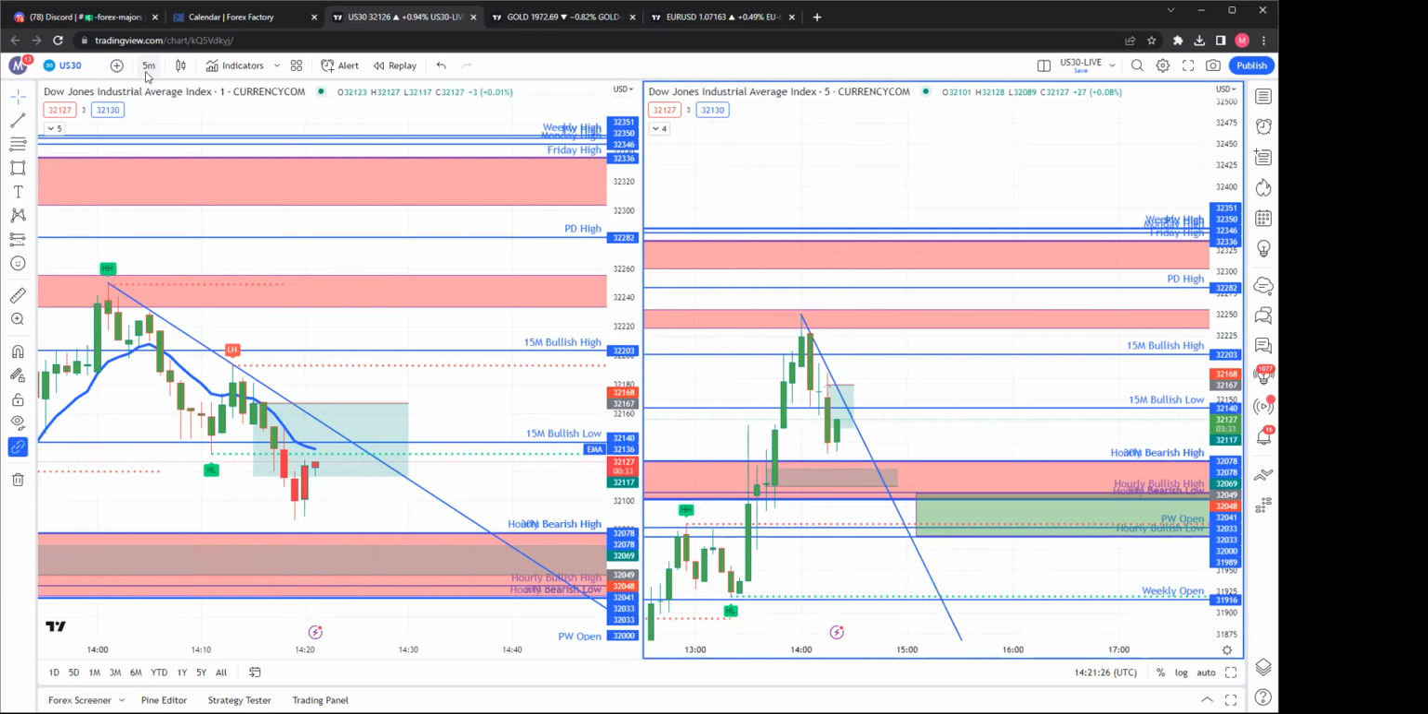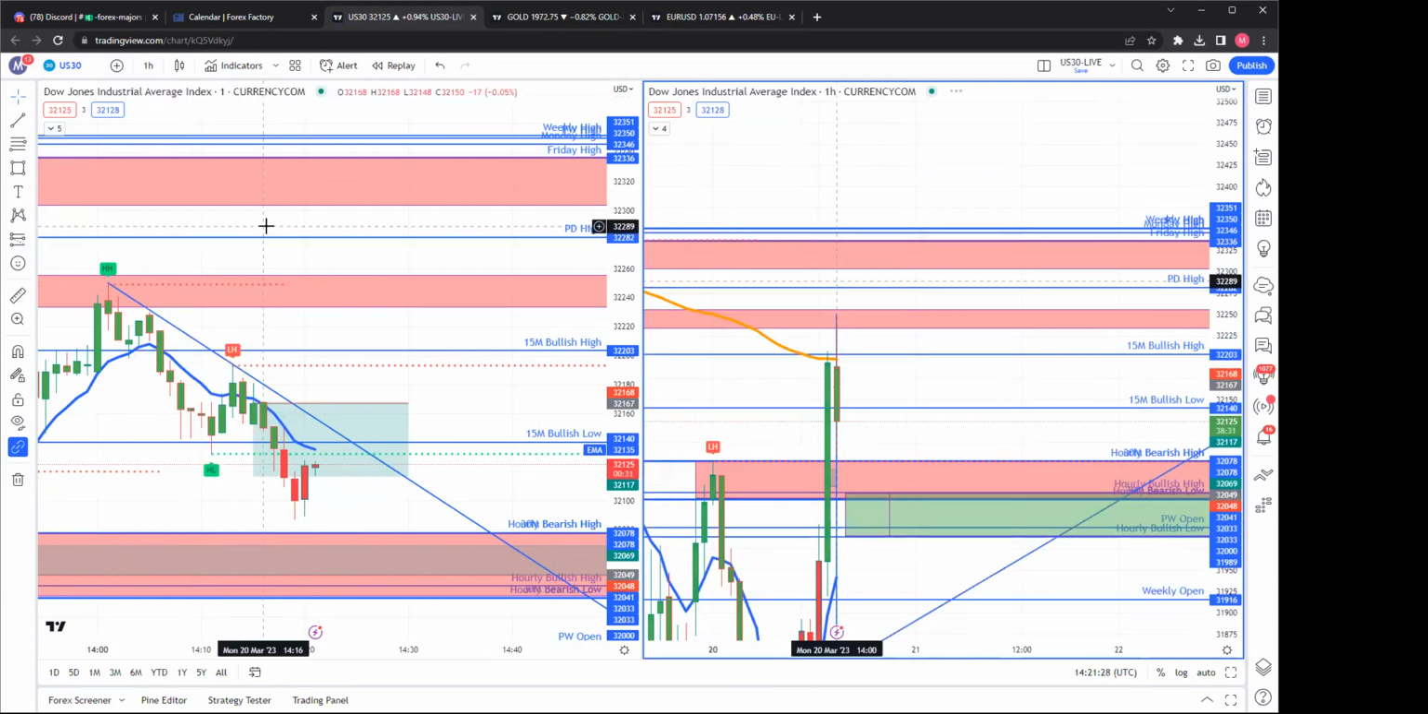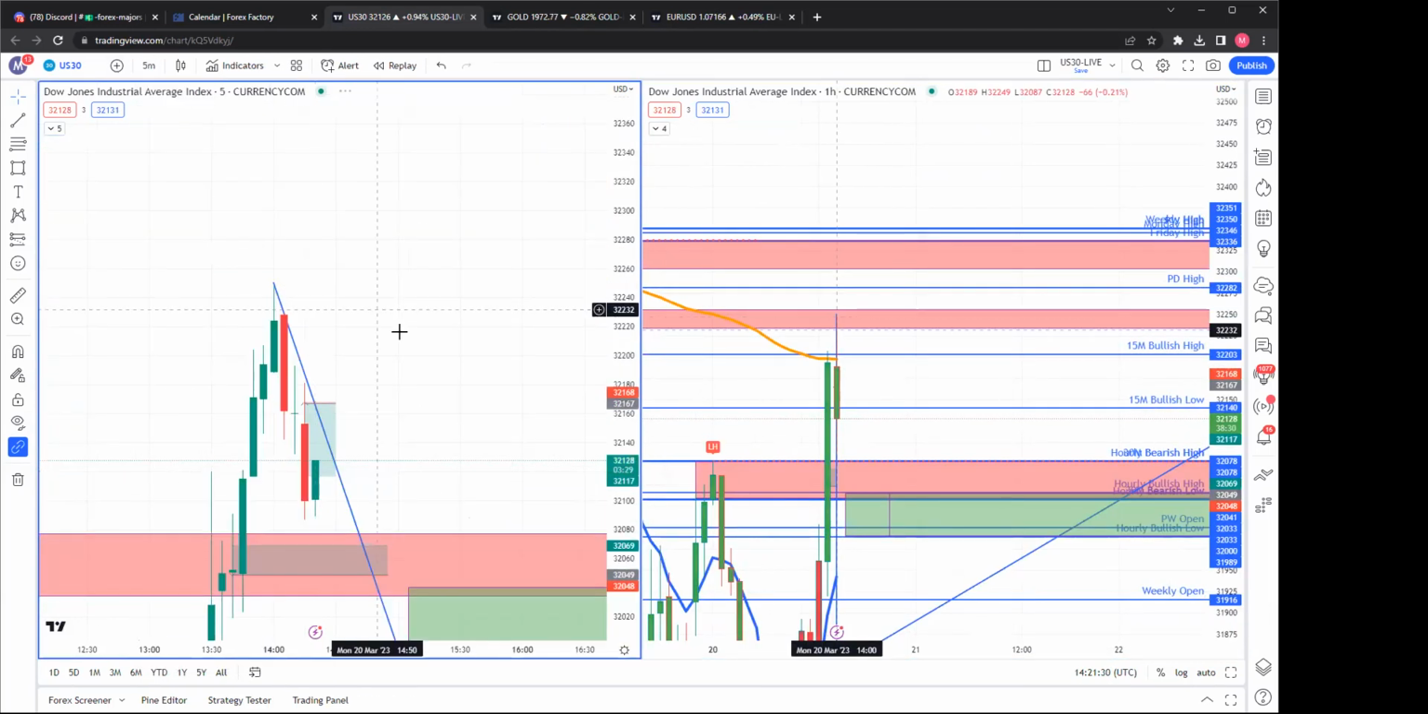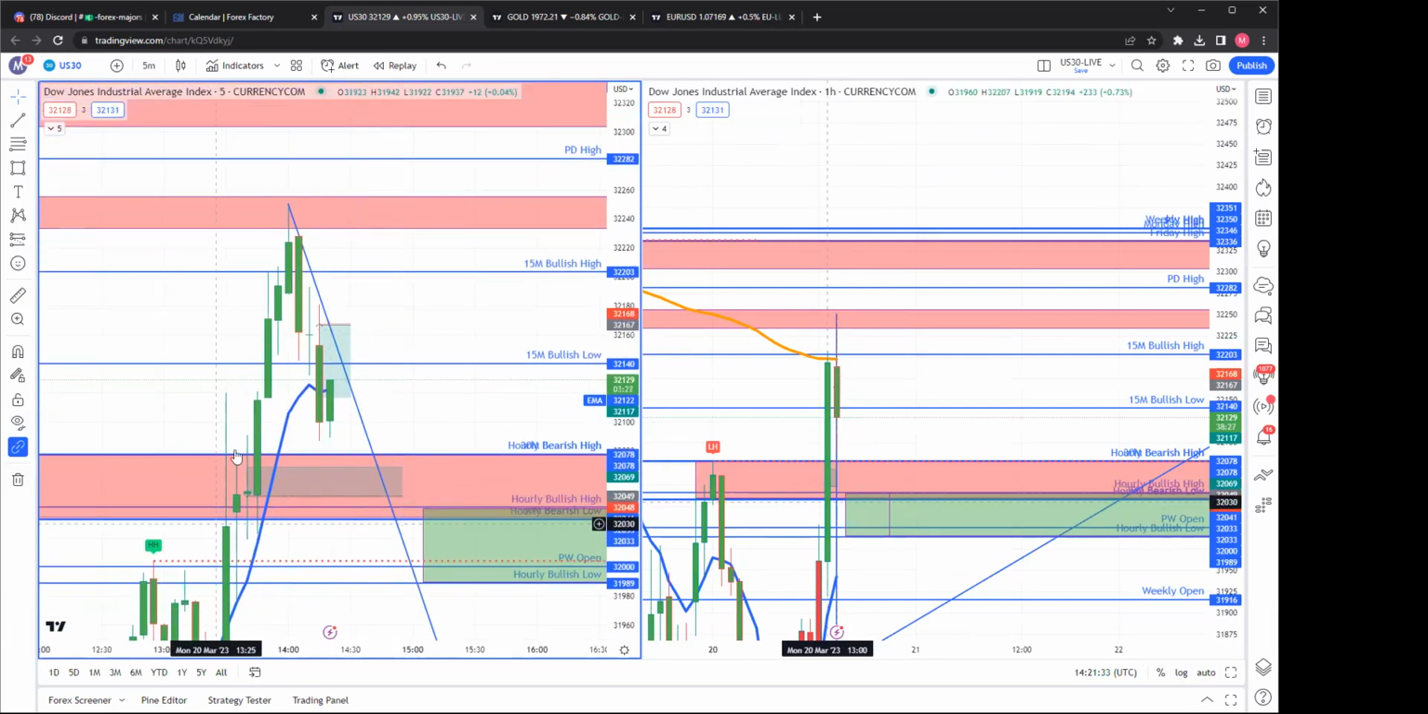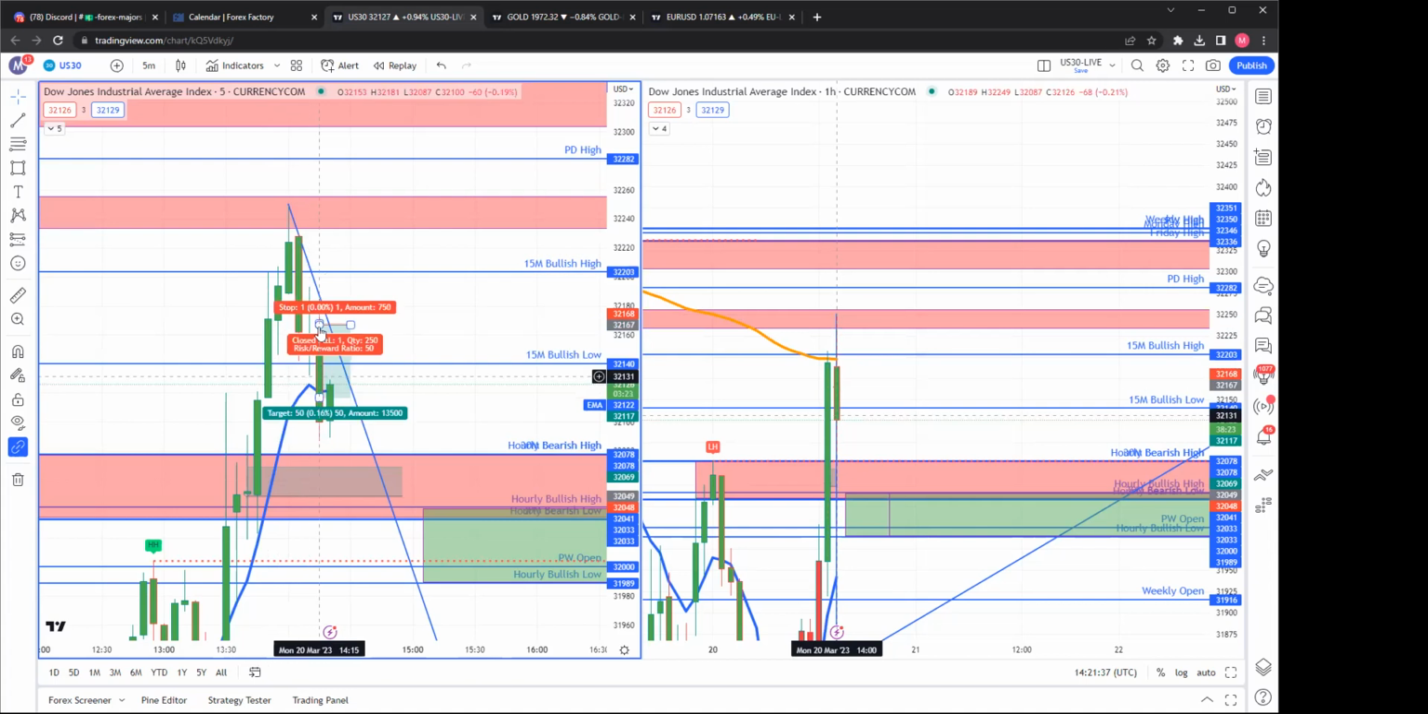I'm sorry, let me change this back to the hourly. So I normally trade on the 5 minute. So I came to the 5 minute. Again, so I drew a trend line, right? We have this supply zone up here. So this has not yet been established as a higher high. So I'm expecting this to be established as a higher high. But no, it has not.